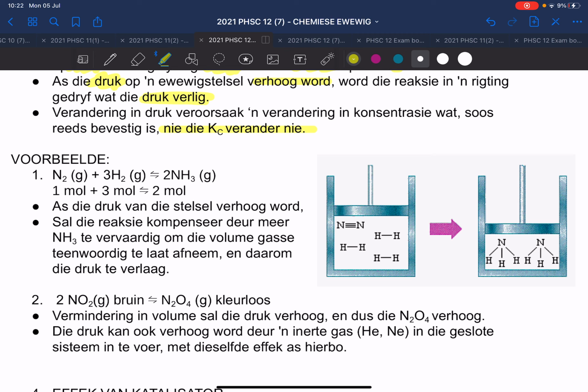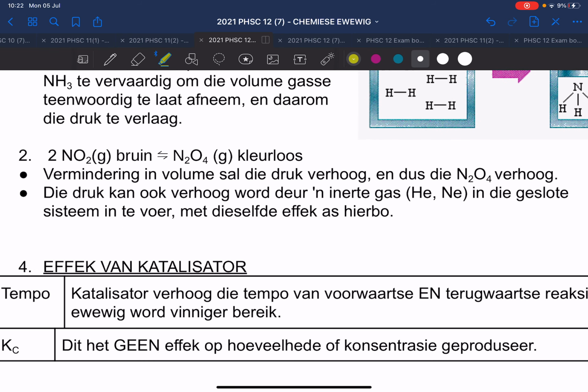Okay, we look at this reaction here again. Sê goed, ons het die bruin gas wat die kleurlose gas maak, the brown gas making the colorless gas. You can see our ratio there is 2 to 1, 2 tot 1. And they love to ask this one with pressure. Love, love, love.